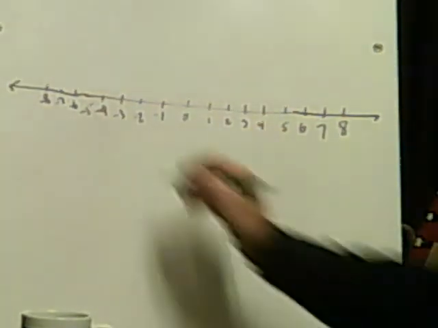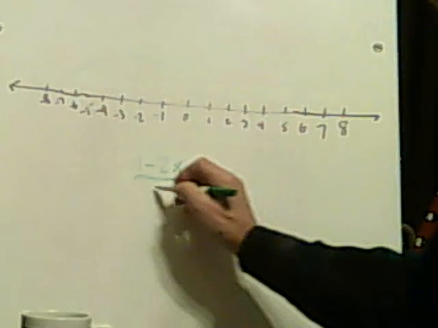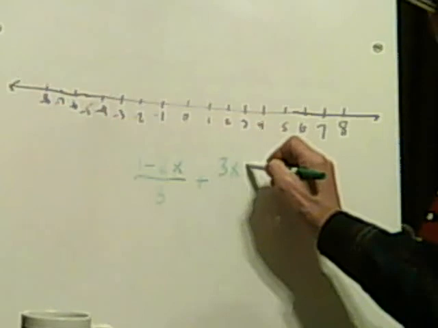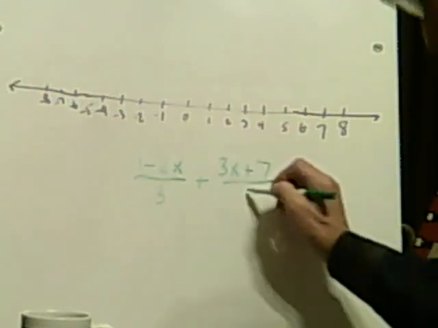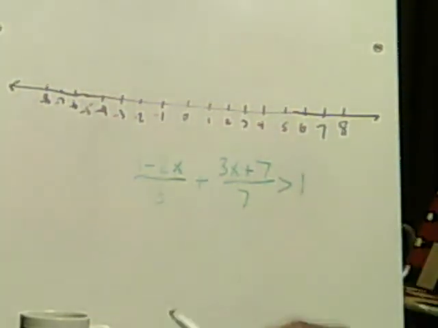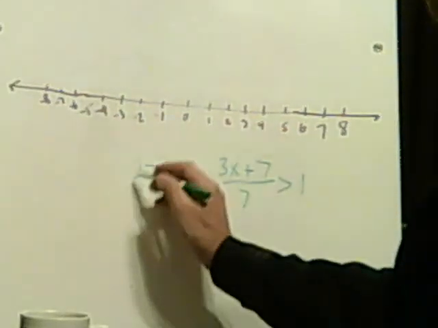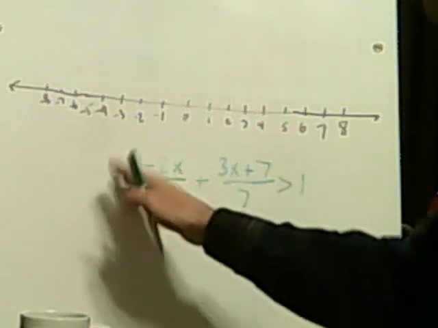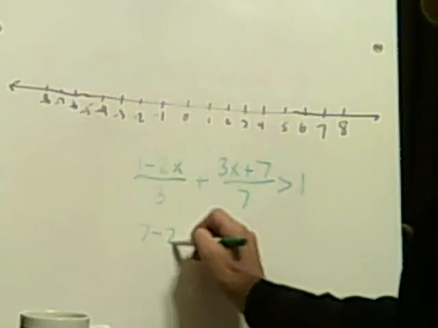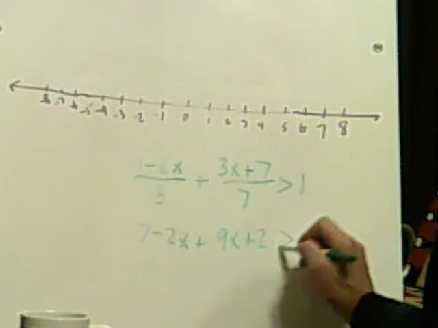Okay, number 32 reads (1 minus 2x) divided by 3 plus (3x plus 7) divided by 7 greater than 1. So first we want to get rid of these things on the bottom. So we're going to multiply both sides by 21, because 3 times 7 is 21, and that will get rid of these numbers in the bottom. And we'll have 7 minus 2x plus 9x plus 21 is greater than 21.